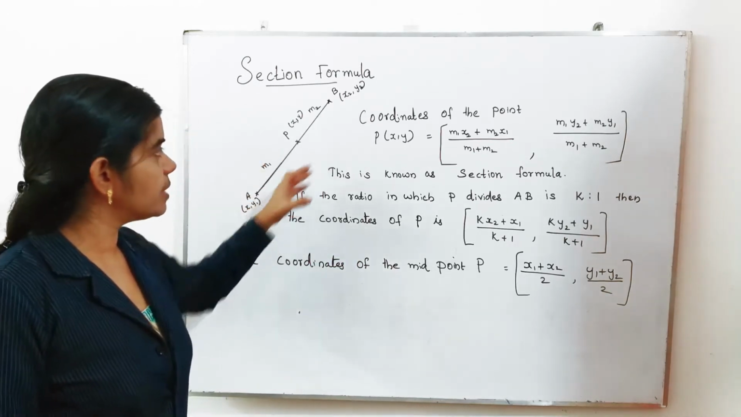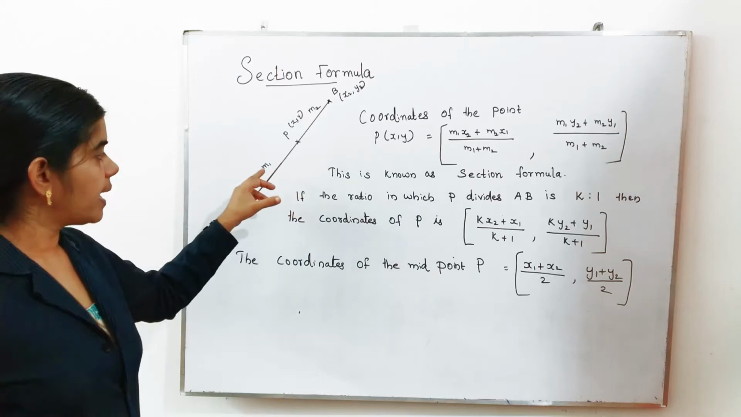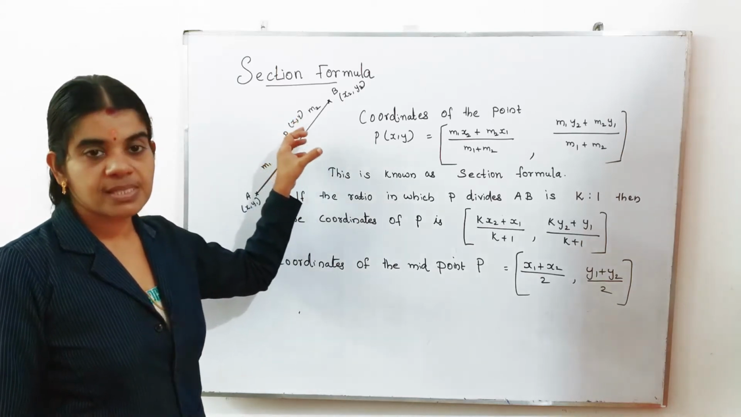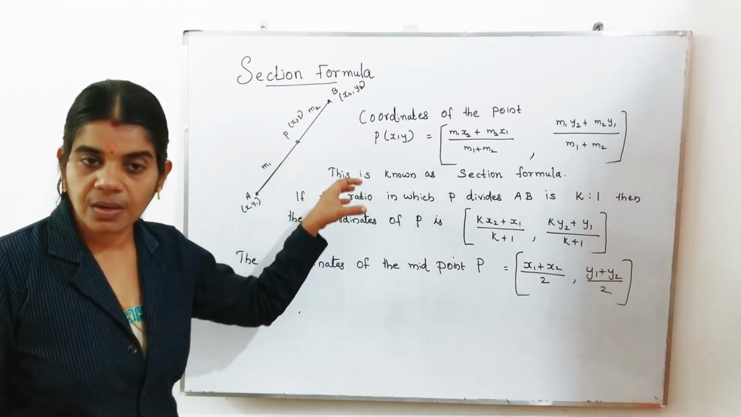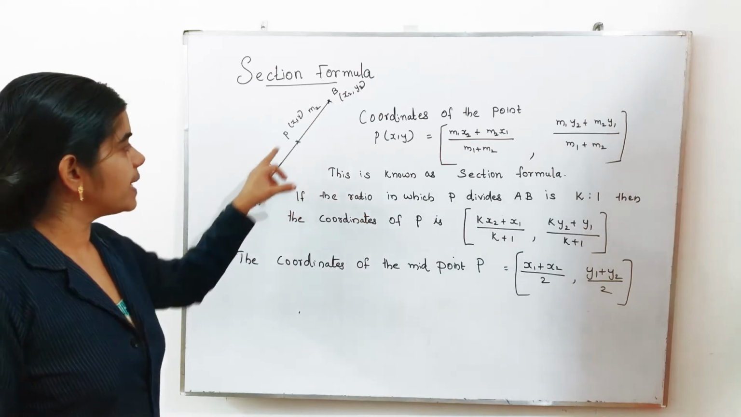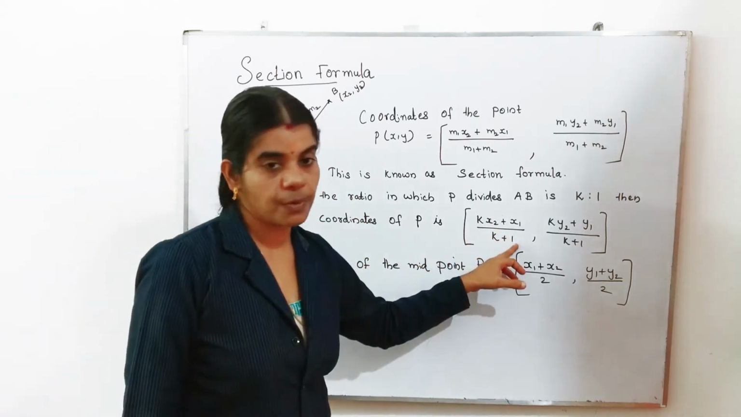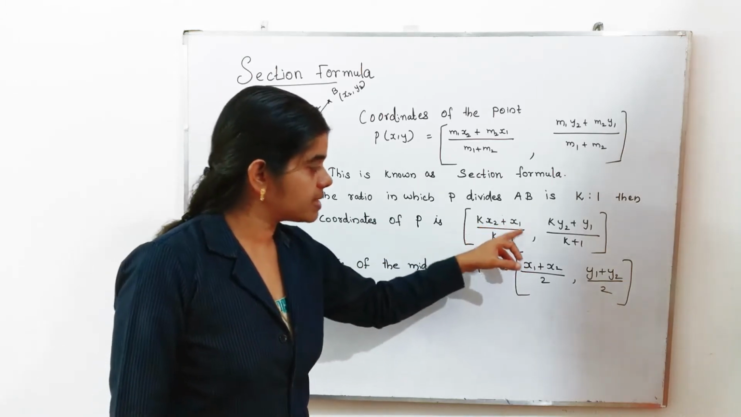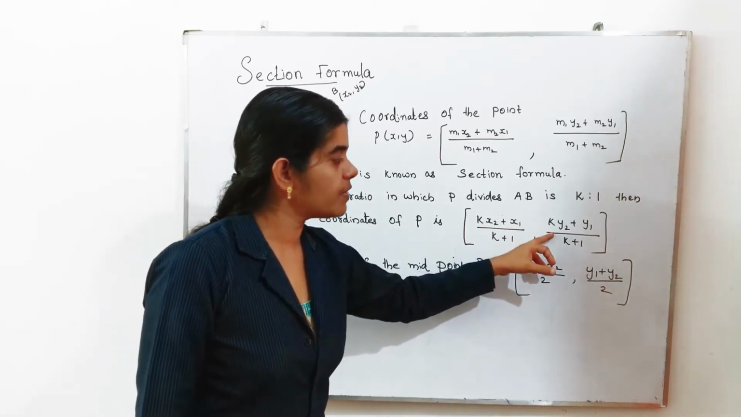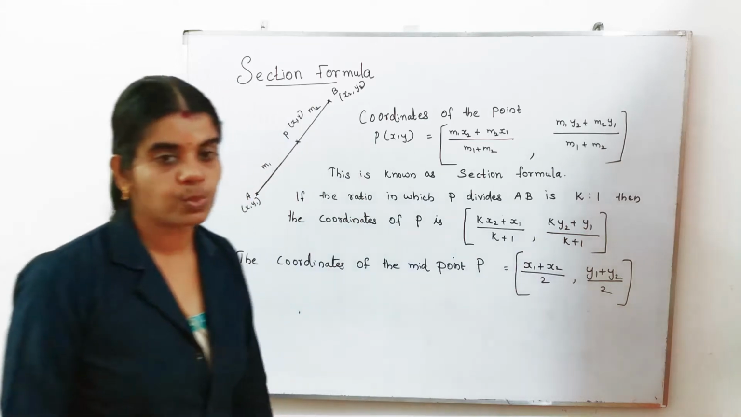That means x1, y1, x2, y2 are given, and the coordinates x comma y of P are also given, and you want to find the ratio m1 and m2. At that time we will use this formula: (k x2 plus x1) divided by (k plus 1), (k y2 plus y1) by (k plus 1).